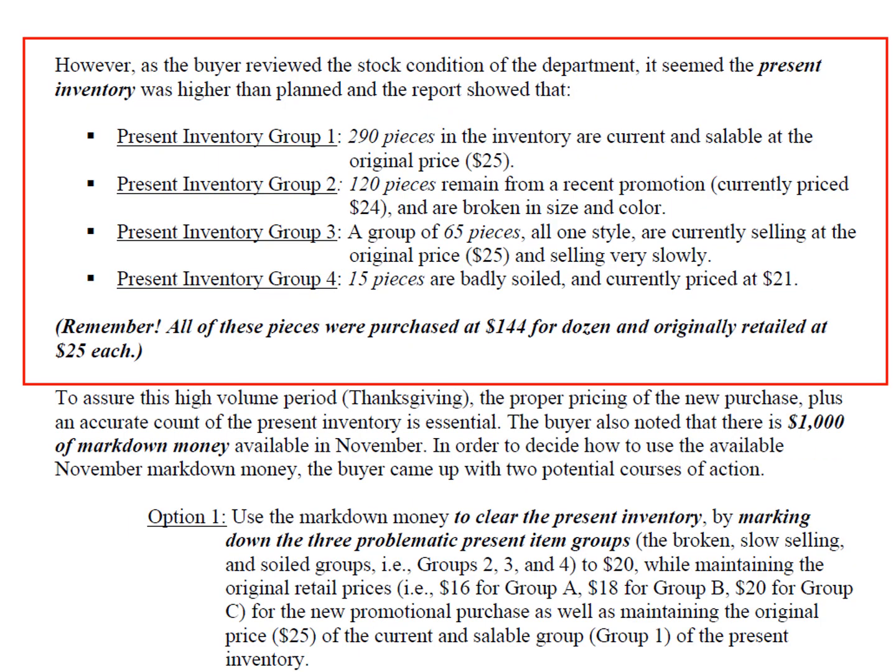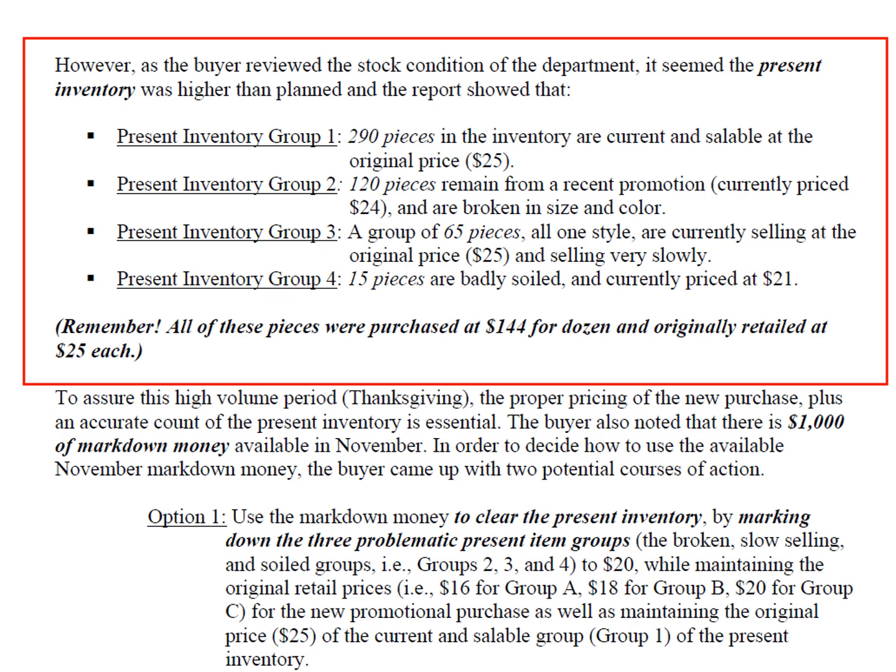Okay, now the story continues. However, as the buyer reviewed the stock condition of the department, the existing current stock condition, it seemed that the present inventory or current inventory was higher than planned. And the report showed that there are four different current or present inventory groups, 1, 2, 3, 4.